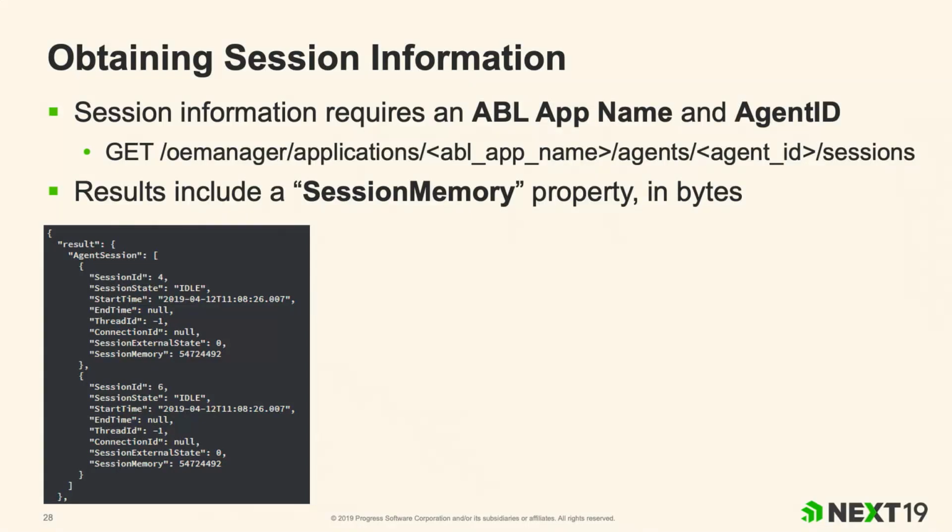Again, just fill in the blanks, hit execute, and this is what you'll get back. You'll get a result with an agent session array, and it will be all of the sessions for that agent. And inside of there, the one that you'd be most interested in is session memory. And that's the one that's labeled in bytes. So grab that value. Like I said, if you take all of those byte values and sum them up, you should approximate what the OS says is the memory footprint for the agent overall. And any difference is pretty much the overhead of the agent itself.